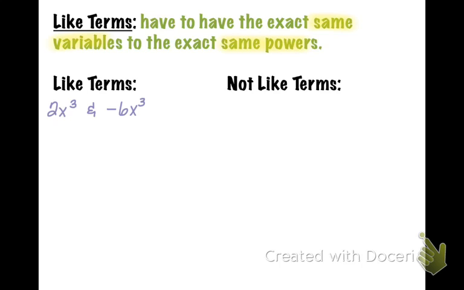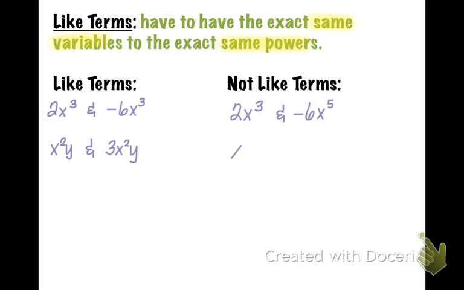They would not be like terms if it was 2x to the third and negative 6x to the fifth. Those aren't like terms because those don't match. The exponents are not the same. Same variable, but they're not the same powers. Okay. Another example of like terms would be x squared y and 3x squared y. They both have x's and y's, and on both of them, the x is to the second power and the y is to the first.